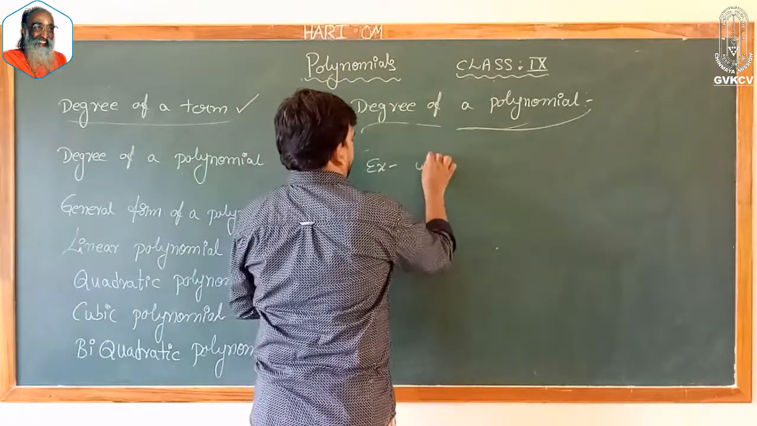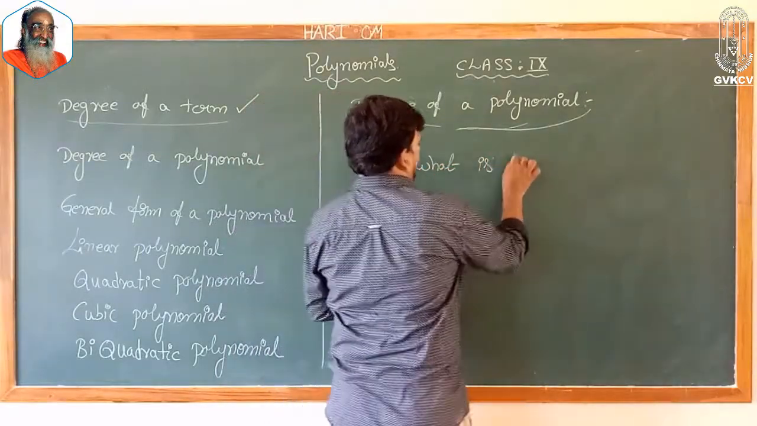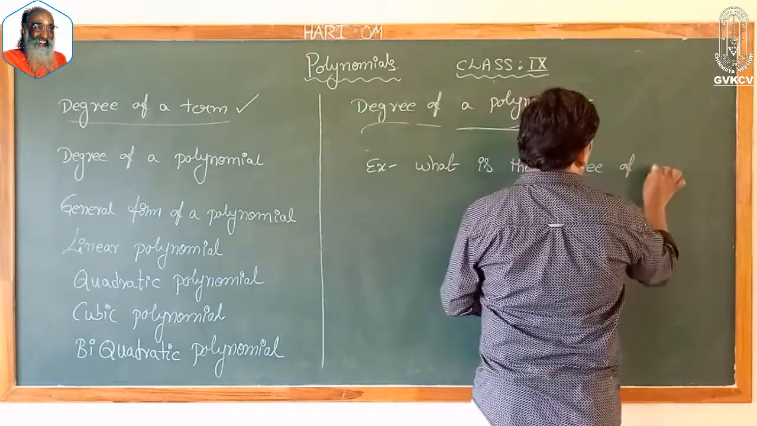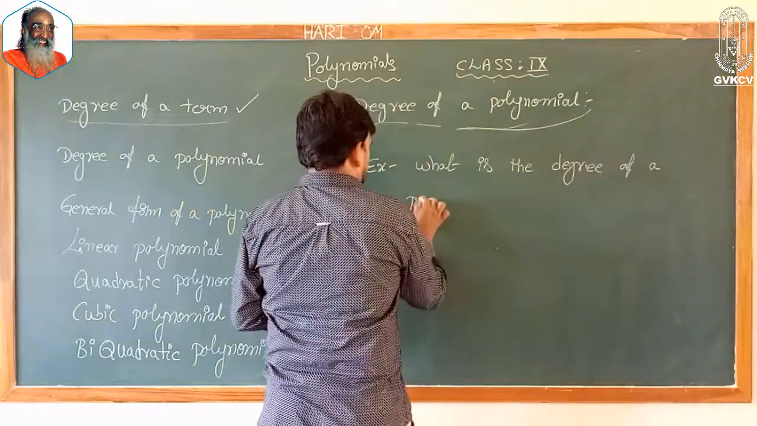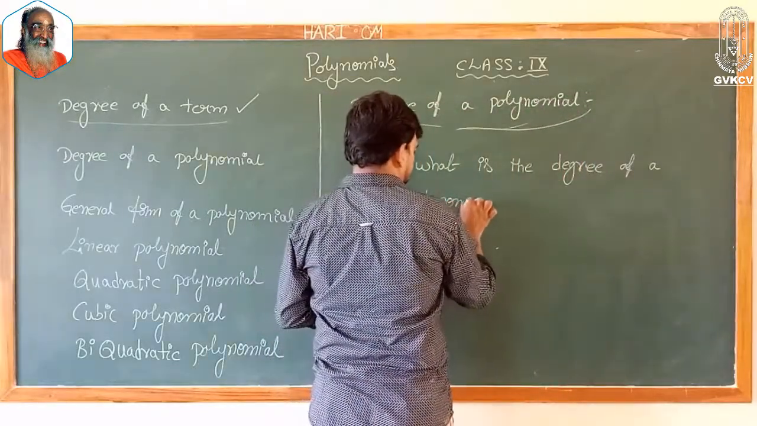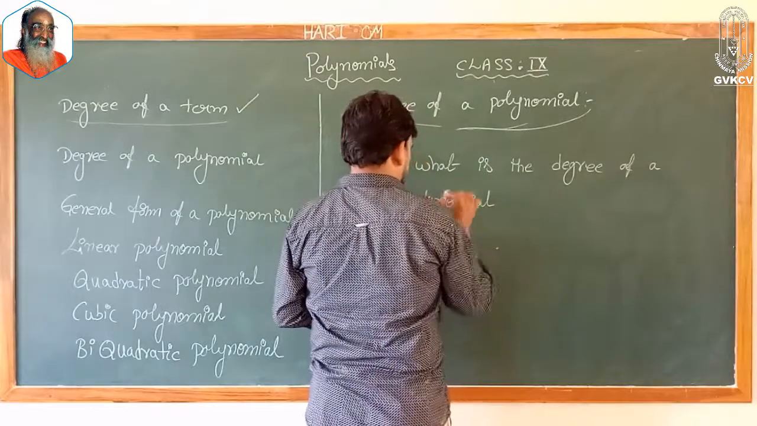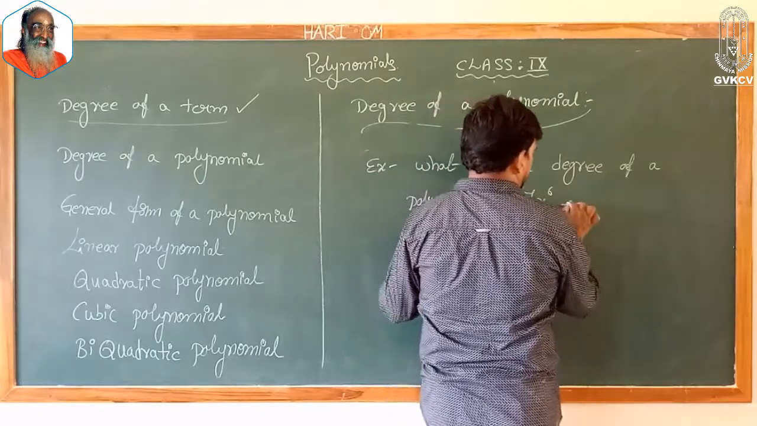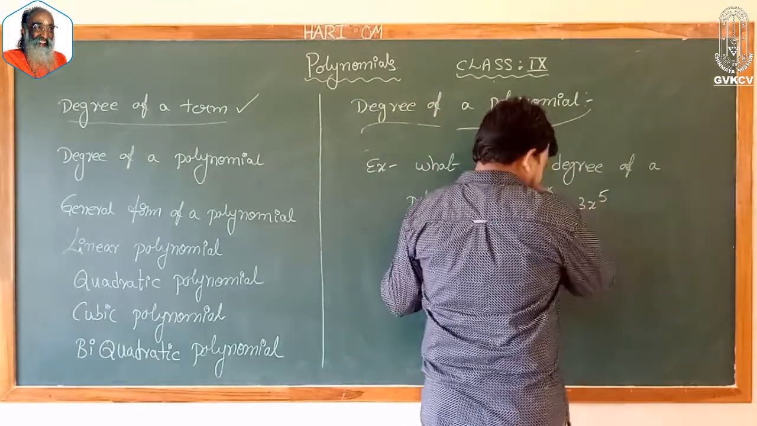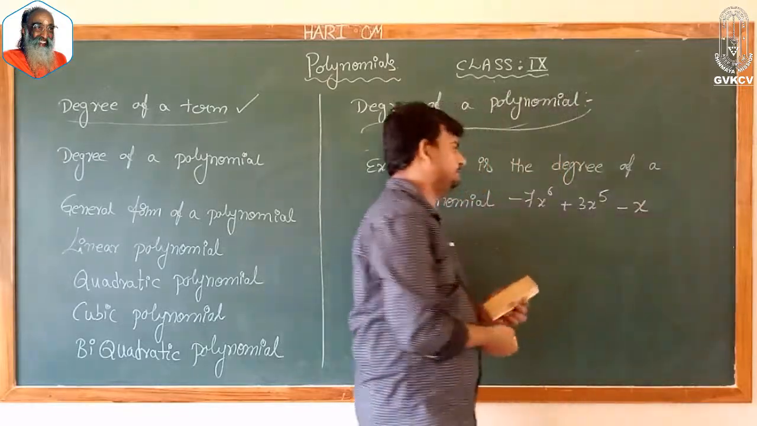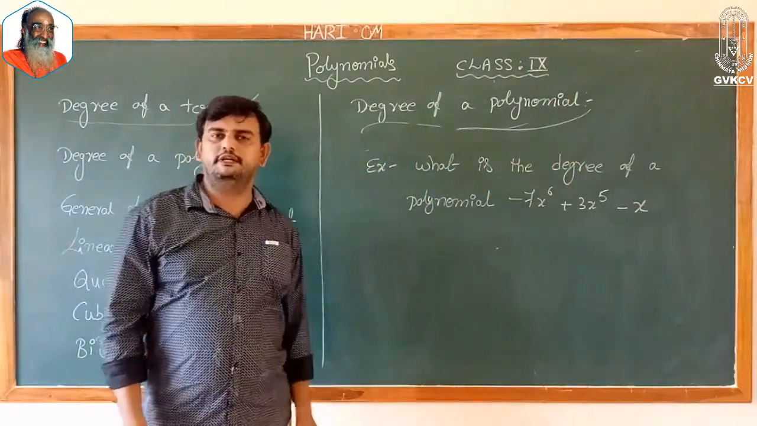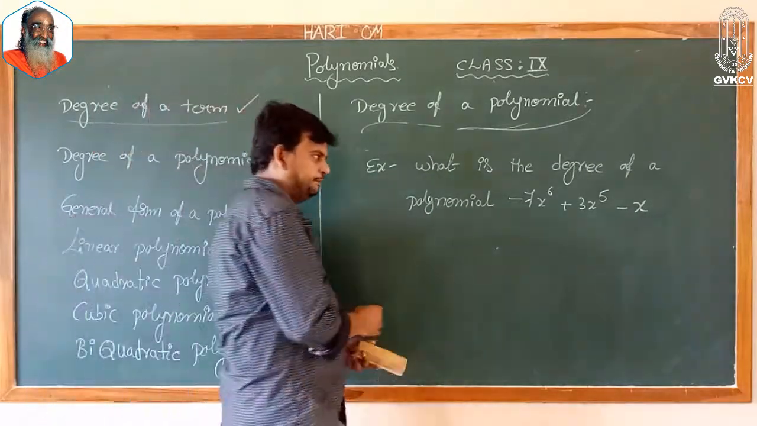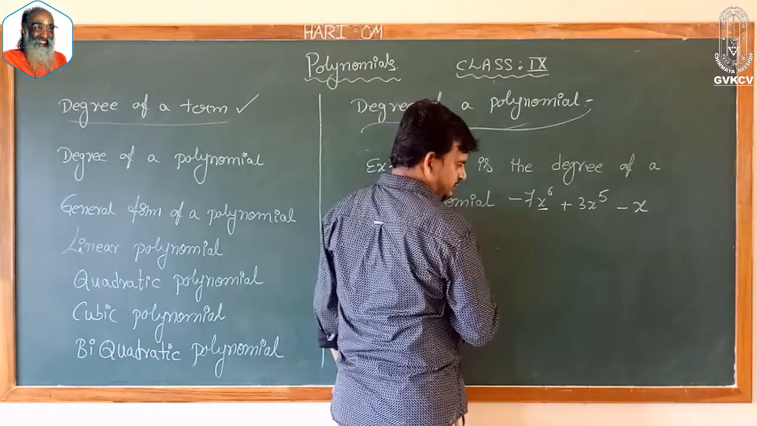Example. What is the degree of the polynomial minus 7x to the power of 6 plus 3x minus 6? Now it is a polynomial we have. Now I want the degree of this polynomial. How can we say? Here x is the variable.